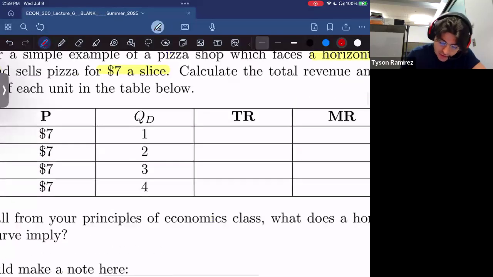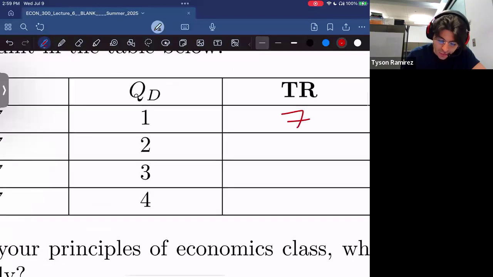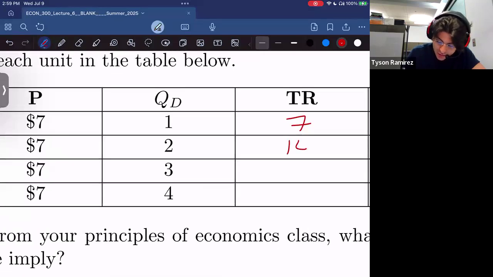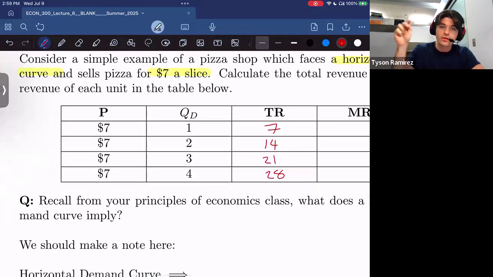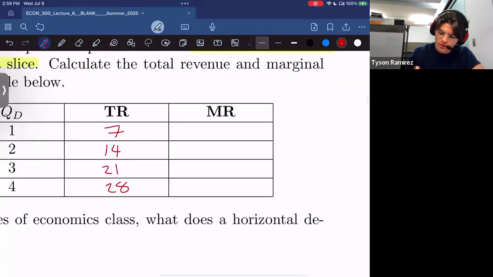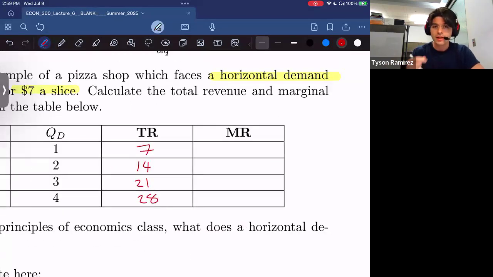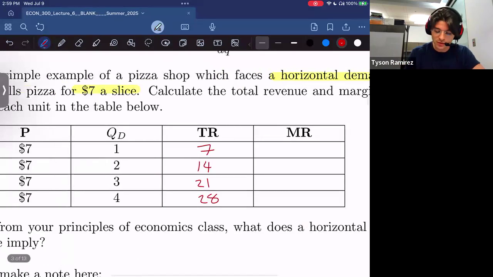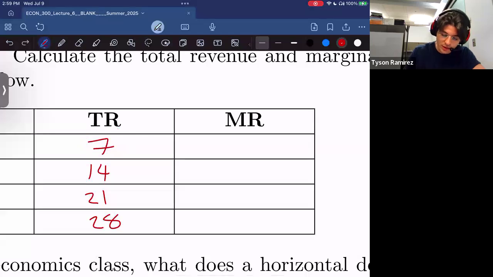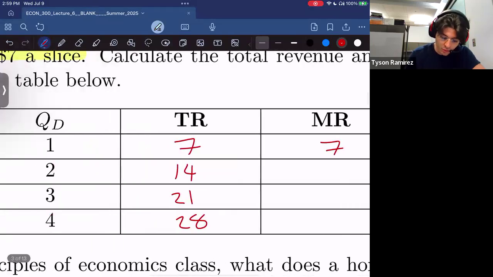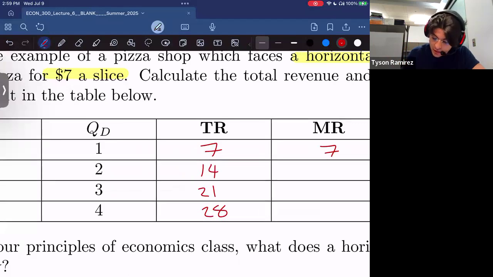And then what you should have found was total revenue. Well, if they sell one slice, they're getting $7. If they sell two, 14, three is 21, four is 28. So revenue is scaling linearly. And then marginal revenue, what do we notice? Marginal revenue is how much revenue comes in from selling that one extra unit. So from 0 to 1, how much more money came in? $7. From 1 to 2 units, how much more money came in? $7. Then from 2 to 3, you guessed it, $7.